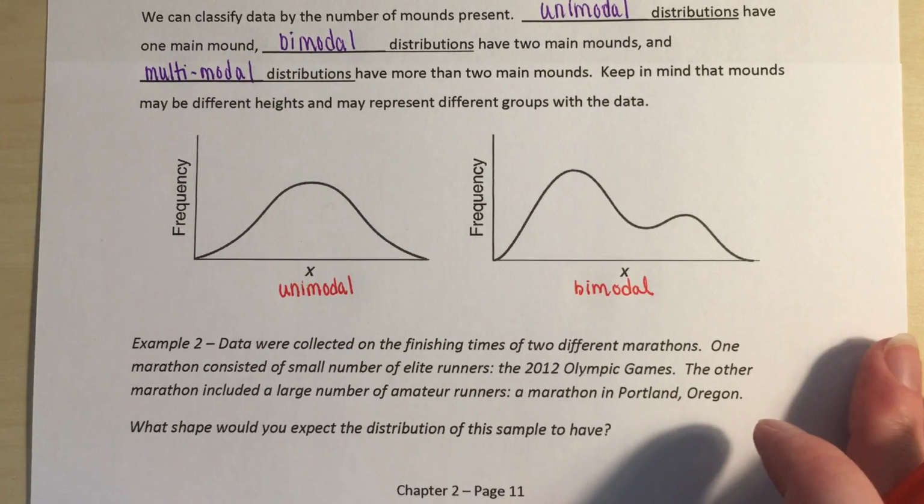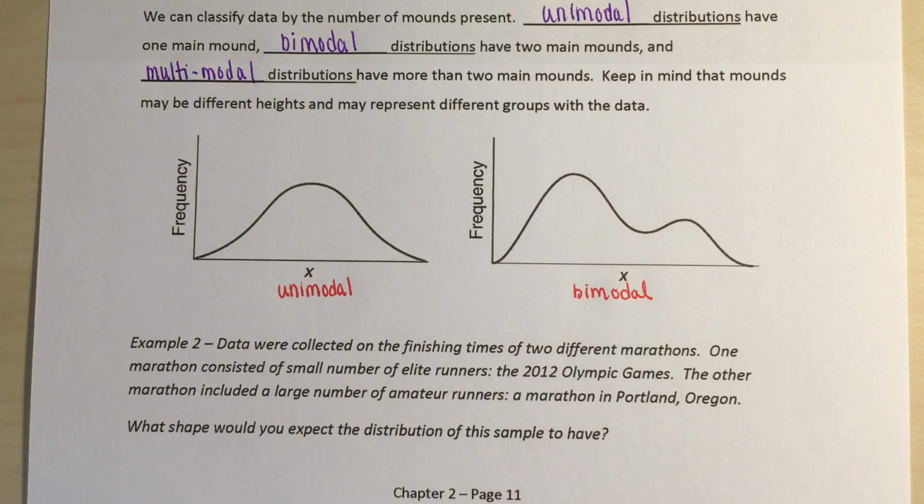Right, so we have another example at the bottom of the page here. Data were collected on the finishing times of two different marathons. One marathon consisted of a small number of elite runners, the 2012 Olympic Games. The other marathon included a large number of amateur runners, a marathon in Portland, Oregon. What shape would we expect the distribution of the sample to have?